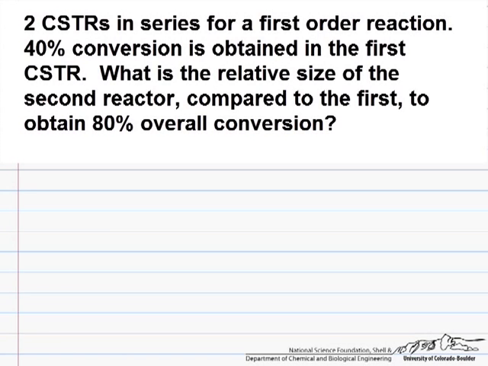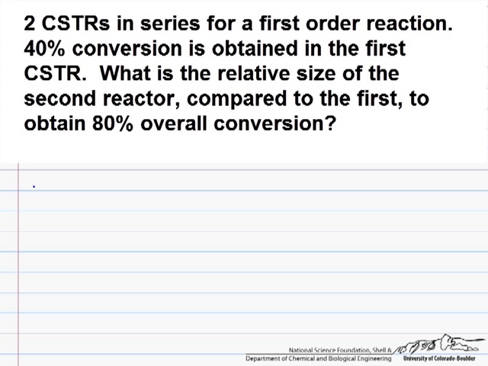So this is the example of a reactor system in which two CSTRs are in series carrying out a first order reaction. In the first reactor, 40% conversion is obtained. The question is, how much bigger does the second reactor have to be so the overall conversion is 80%? We're looking at our first order reaction, so we know the second reactor is going to be bigger.